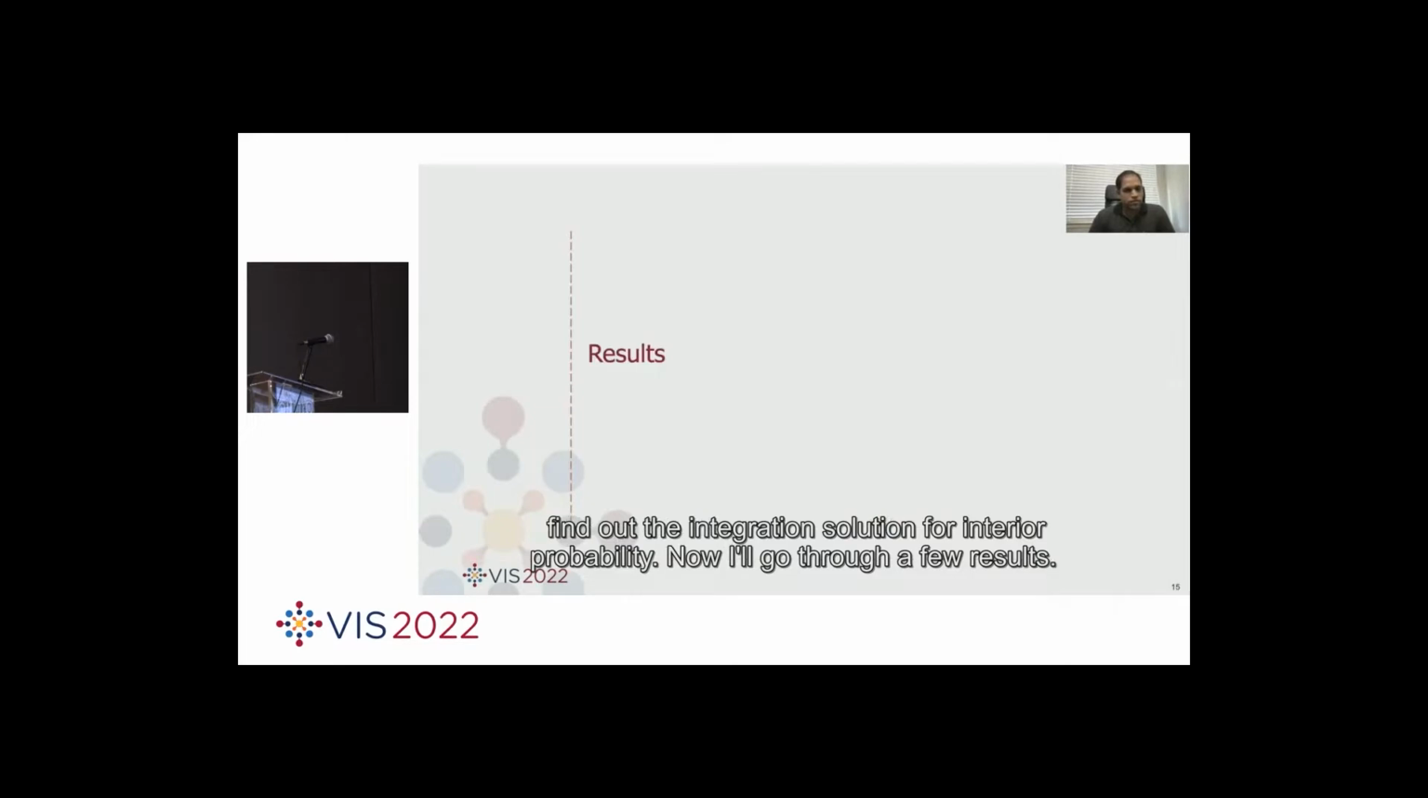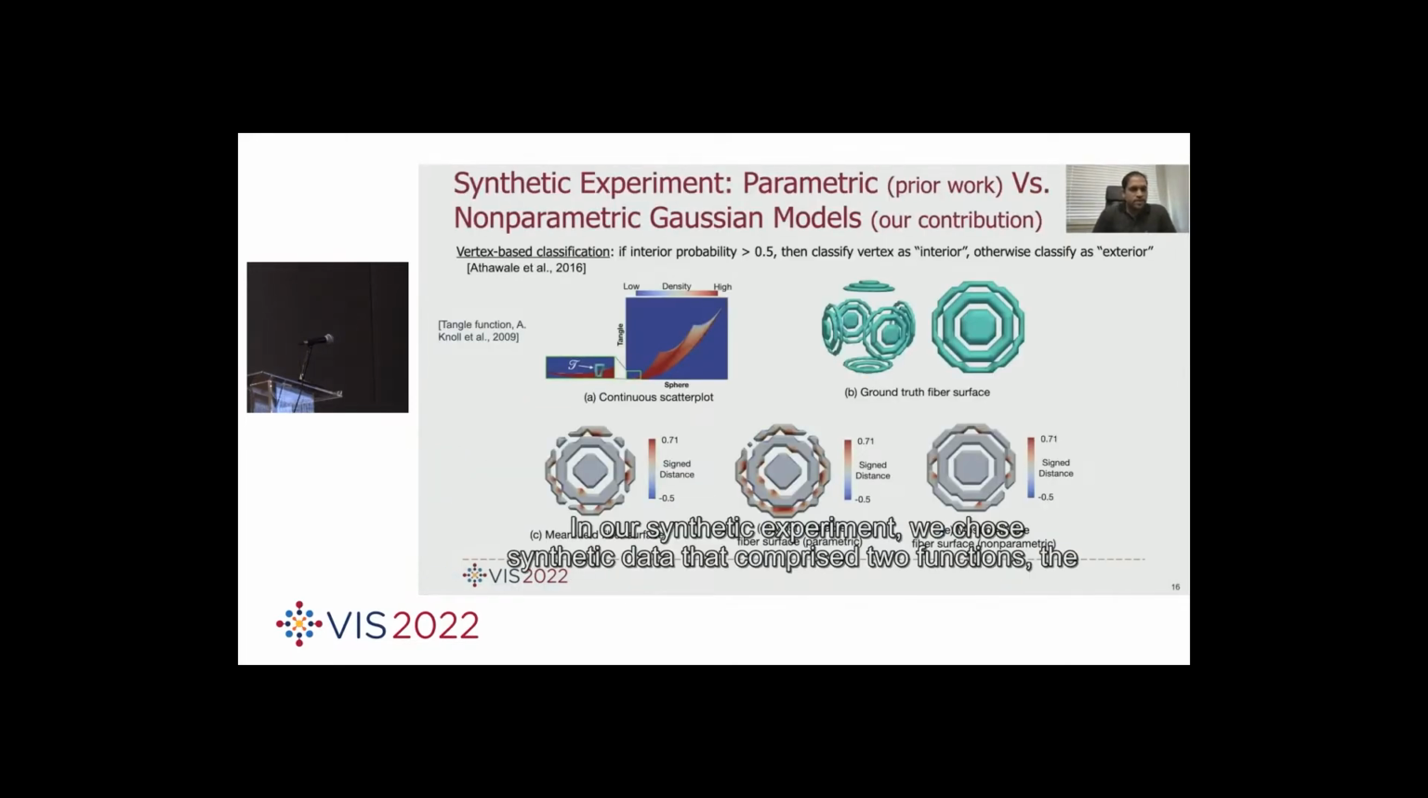Now I'll go through a few results. In our synthetic experiment, we chose synthetic data that comprised two functions, the tangle function and sphere function, and we chose a trait such that it corresponded to the features that look like concentric circles as shown in image B. We then added bimodal noise to the ground truth data set, and then we derived the mean fiber surface in C and most probable fiber surfaces in images D and E using vertex-based classification.